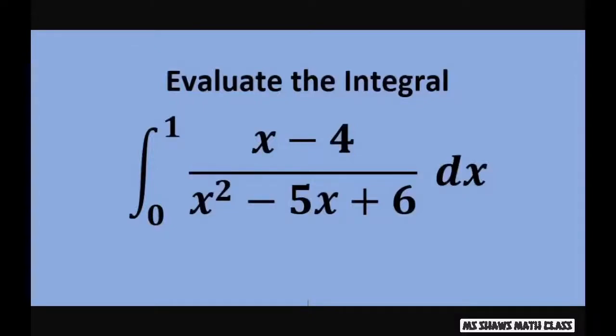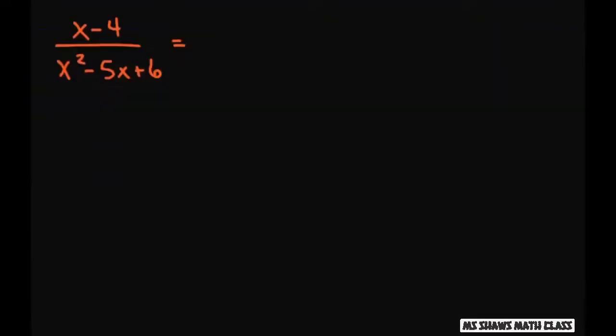Hi everyone, we're going to evaluate the definite integral over the interval 0 to 1 of this function. We're going to have to first use partial fraction decomposition so it makes it easier. So the first thing I'm going to do is go ahead and factor my denominator, and that's going to give me x minus 2 times x minus 3. And then to decompose it, we're going to write this.